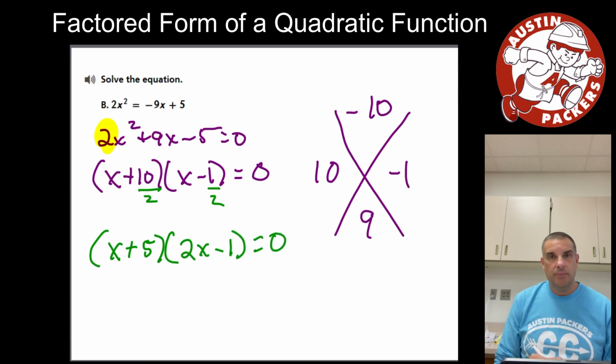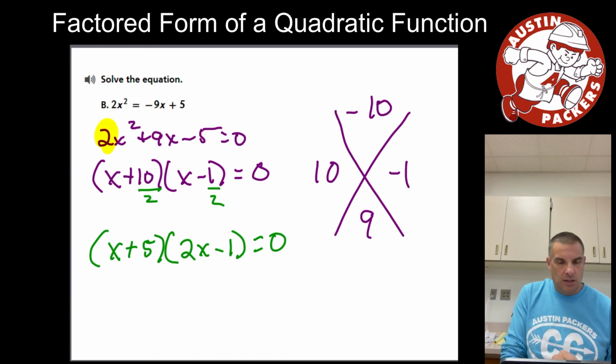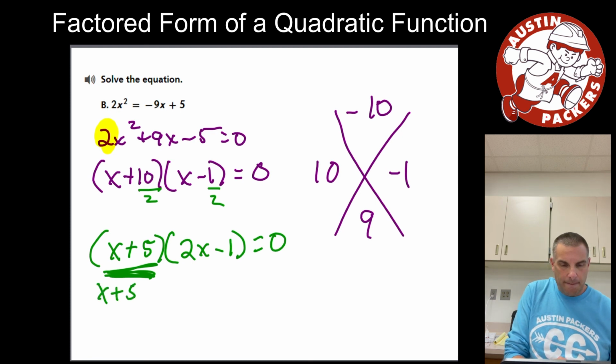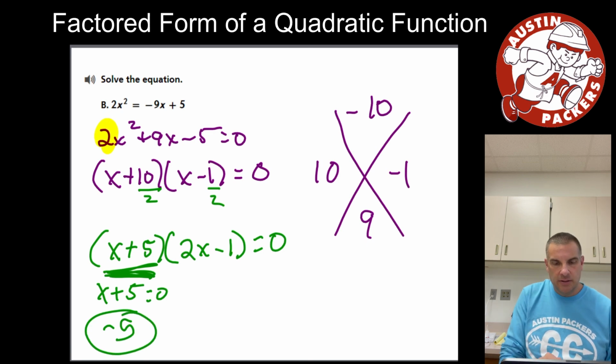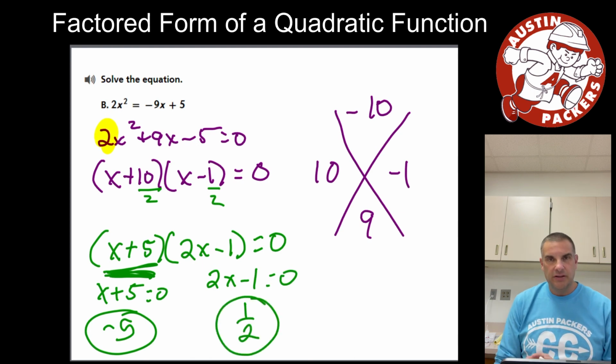Now the zero product property says that each part has to equal 0, so I just kind of think ahead. What's going to make that 0? Well, negative 5. So there's one of my zeros. What's going to make this 0? 1/2. There's my other 0. So essentially you're finding zeros. That's really all you're doing.